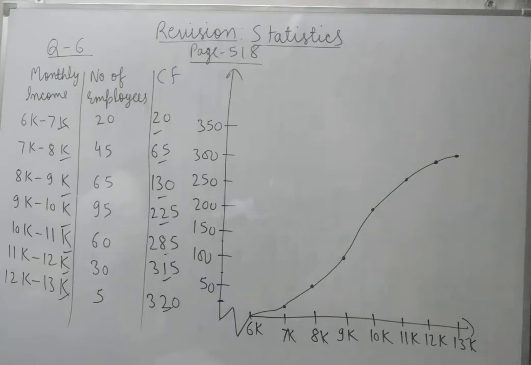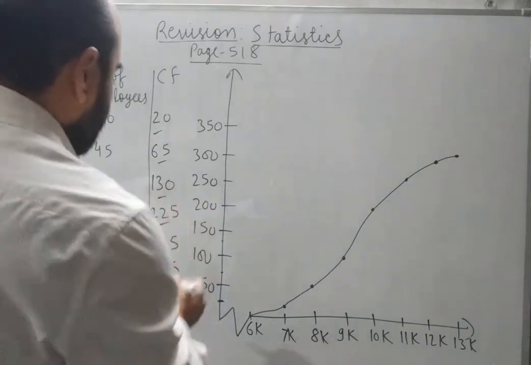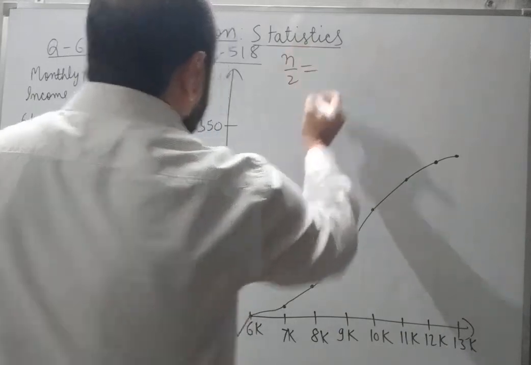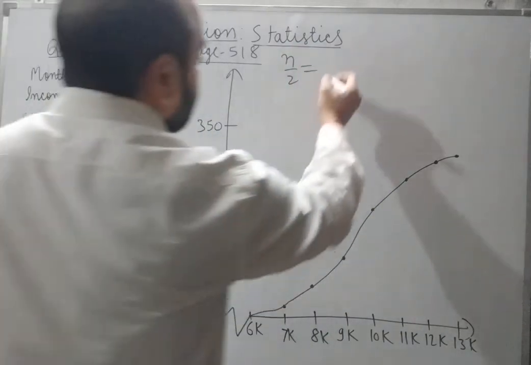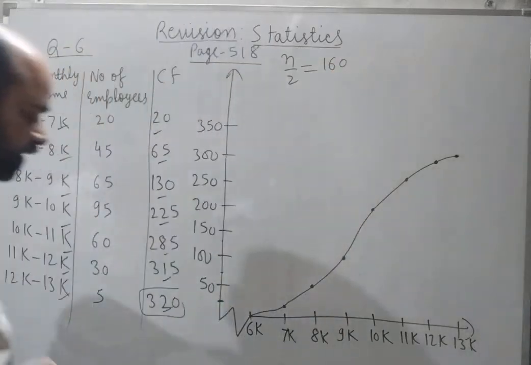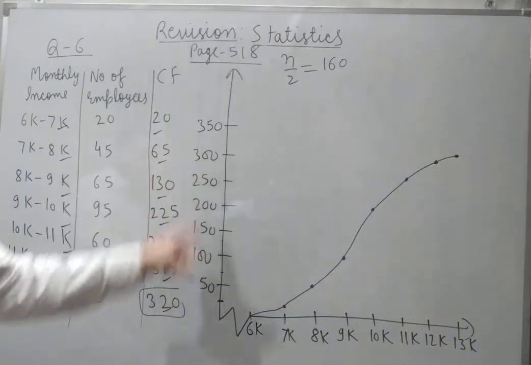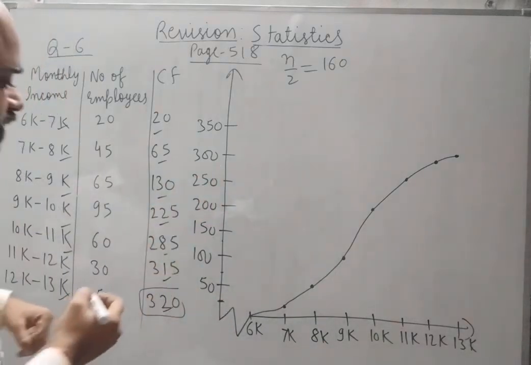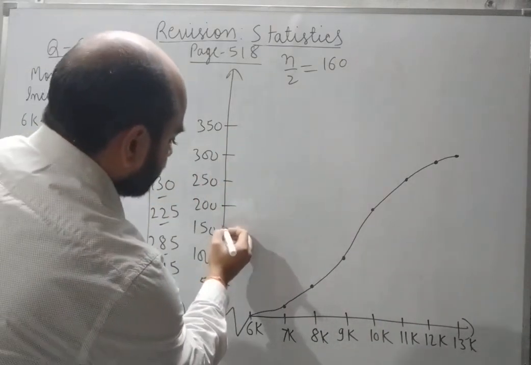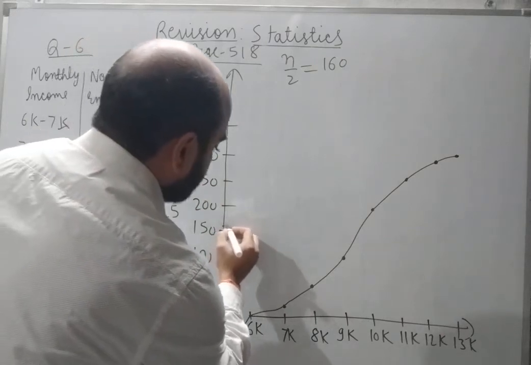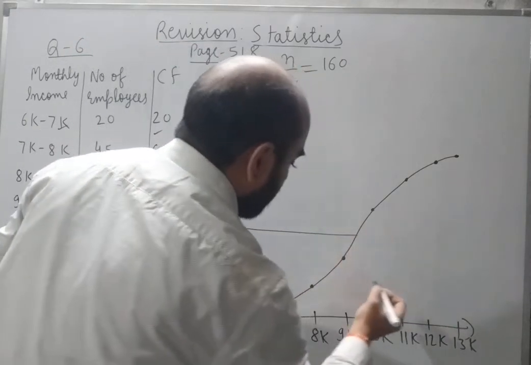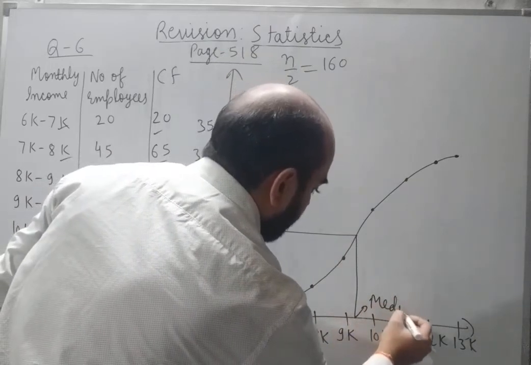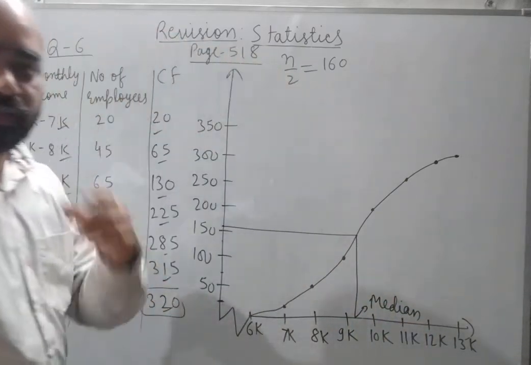Now first part, median. Median means n by 2. So n by 2 is 320 by 2, that will give 160. Correct? So 160 will be located on the y-axis. So 160 may be here. So you have to draw a horizontal line, and then a vertical line. So this will give the median. Okay, the method.